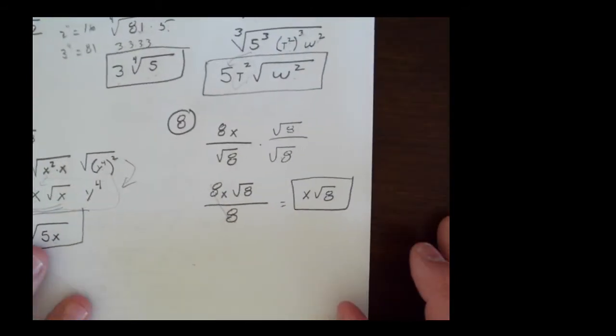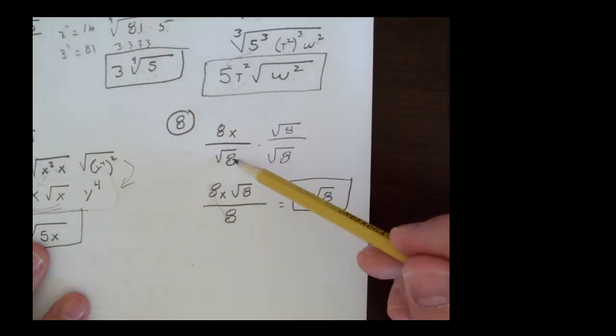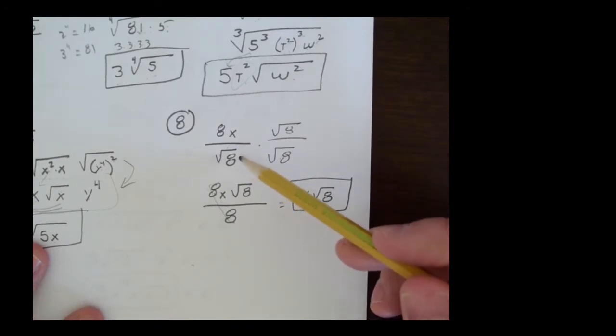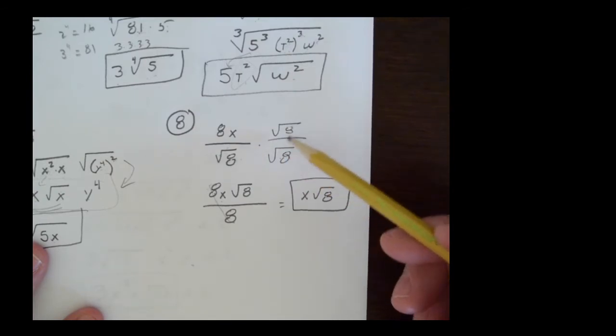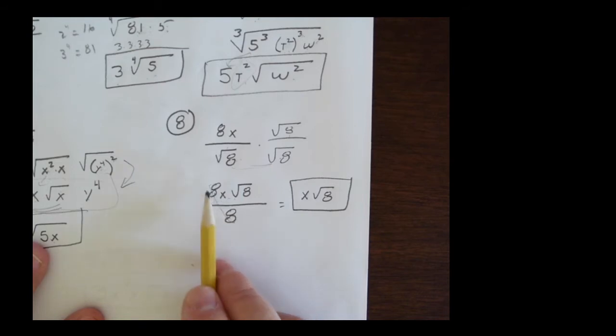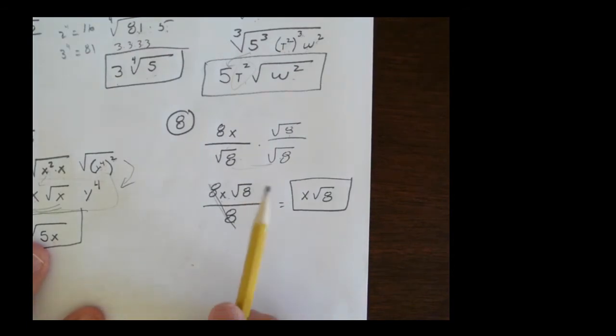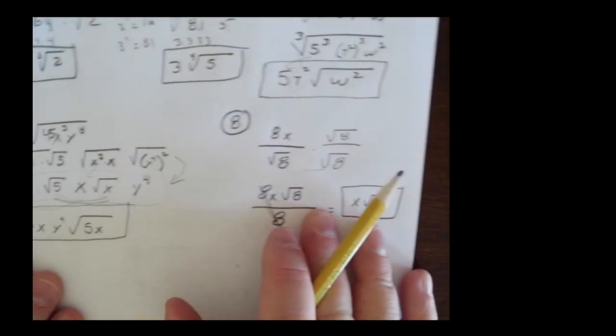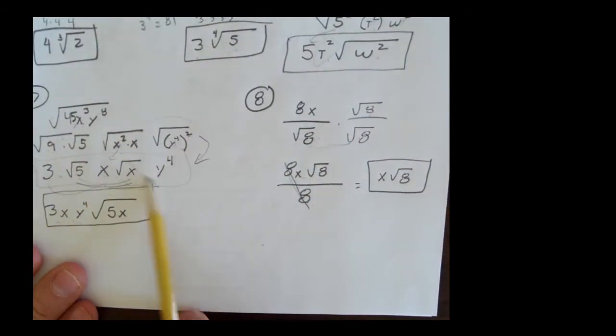Now for number 8, 8x over square root of 8, we got to remember, no roots in the denominator. Square root of 8 over square root of 8 gives us 8x times the square root of 8. Square root of 8 times 8 is 8. 8 over 8 cancels, so we're left with x times square root of 8. Okay, that one has a lot less work than number 7, which has a lot of layers to it.